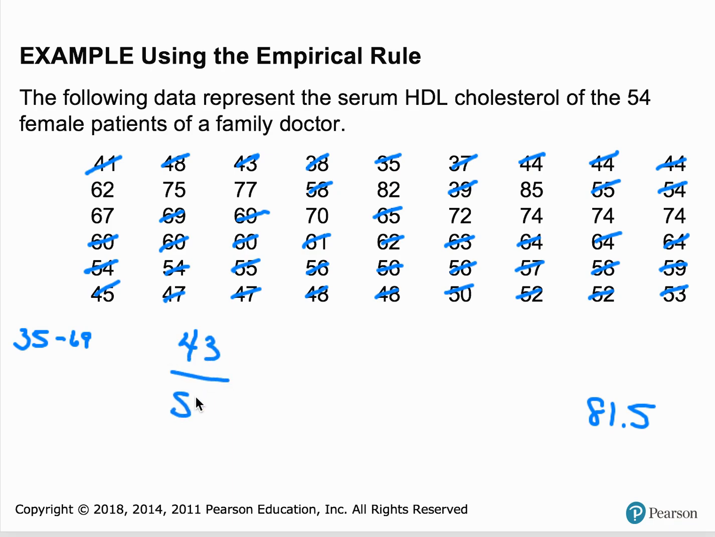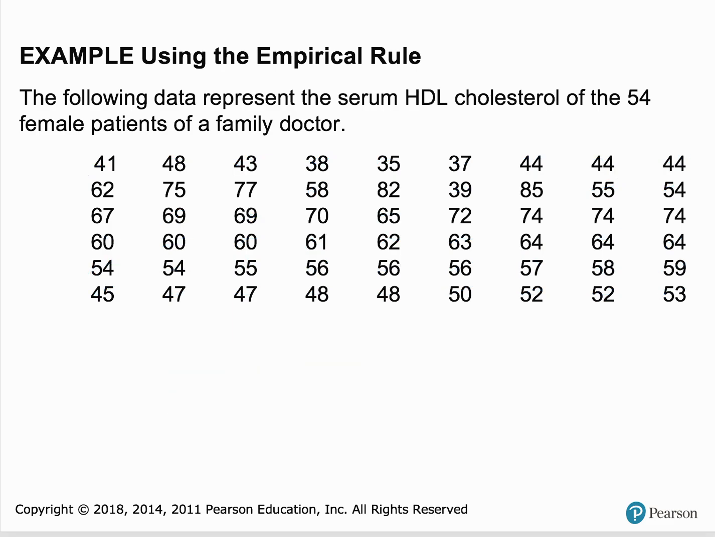43 out of the 54. Let's see what that is. 43 out of 54 is 79.6. Okay, pretty close. Basically 80, 81 and a half. Okay, so within 2 percentage points. So that's the empirical rule. Let me know if you need any help with that.